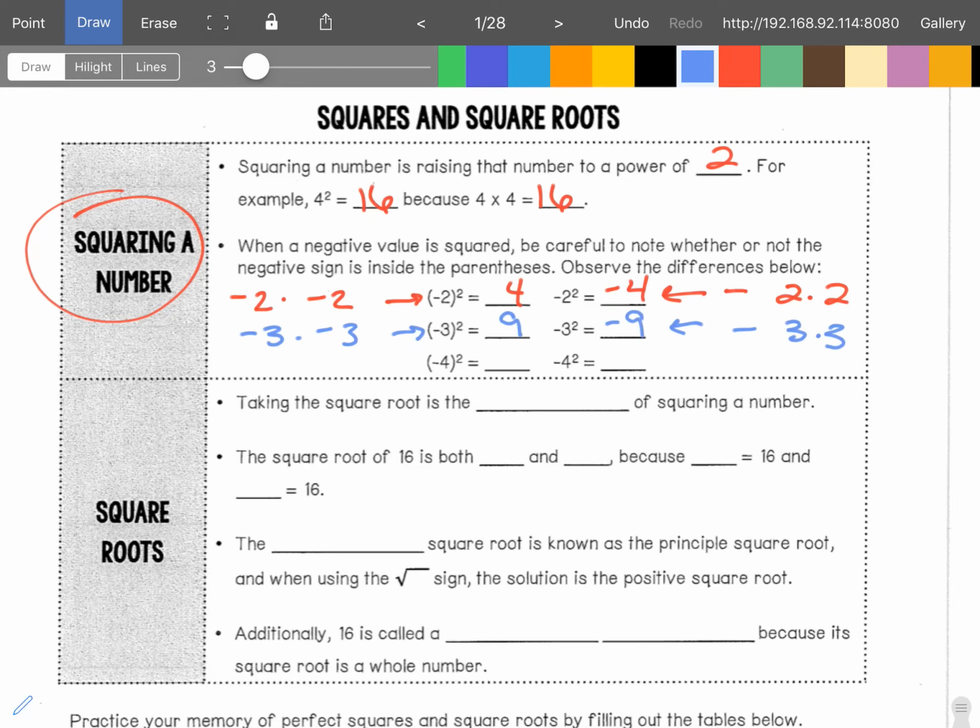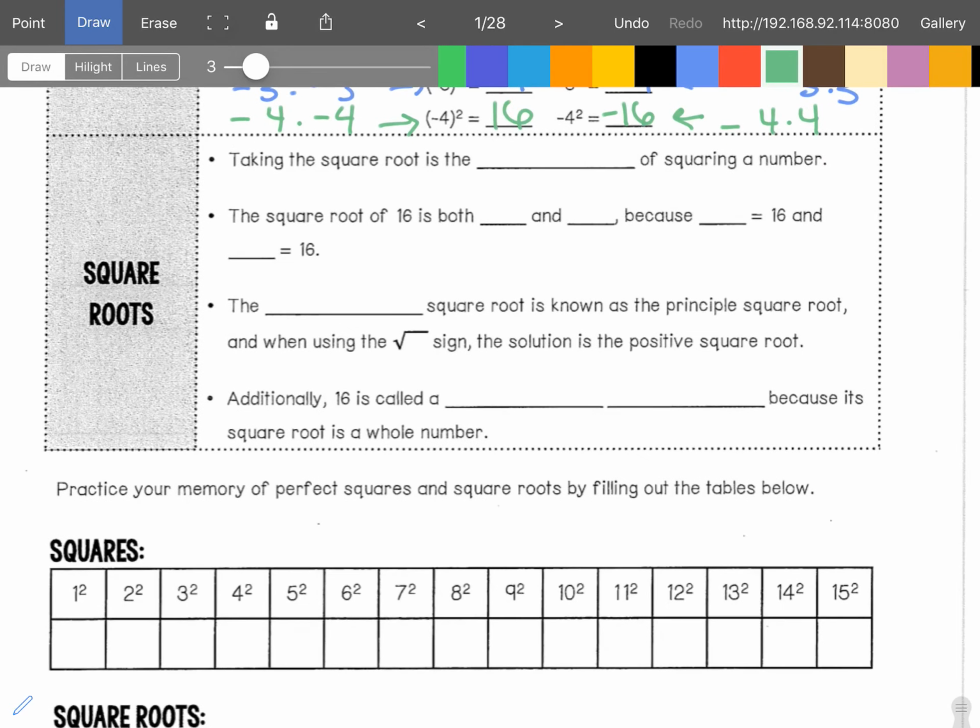All right, now down to this next one. Negative 4 squared. The negative is in the parentheses again, so you're going to do negative 4 times negative 4, and a negative times a negative is a positive, so it's going to be positive 16. And then on this side, we keep the negative out front, and we just do 4 times 4. So 4 times 4 is 16, with the negative out front gives us negative 16. All right, good job. Let's scroll on down to the next section on square roots.